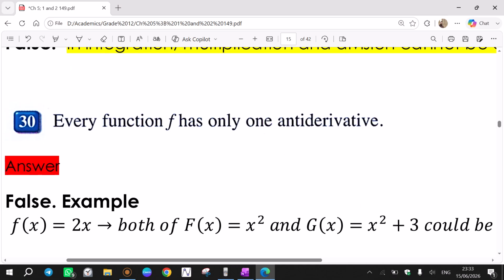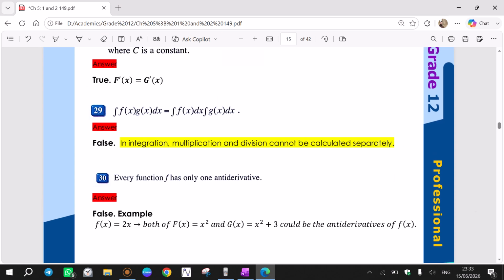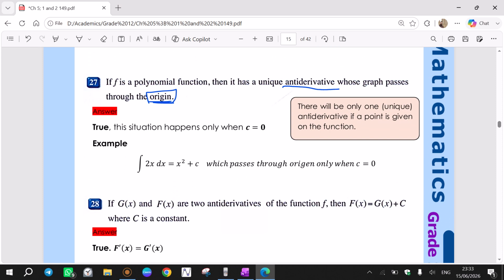It says every function has only one antiderivative. That's false. But if they mention a point, then it will be true. Like every function has only one antiderivative through a given point, any point. It will be true. The difference between question 27 and 30: 30 is false because no point is mentioned. 27 is true because a point is mentioned. Here origin is mentioned. Origin is a point. It is 0, 0.